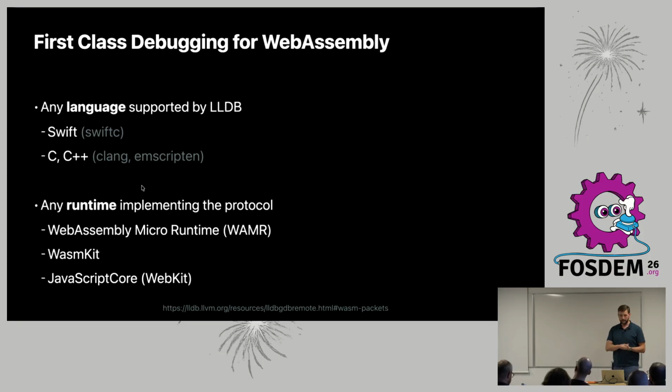So with all that, I'm happy to say that I think we delivered on our original goal, and LLDB now has first-class debugging support for WebAssembly. And not just for Swift, but for any language that is supported. We also succeeded in building a solution that's not tied to a particular runtime. We have already 3 runtimes today that support debugging with LLDB this way. So besides the Micro Runtime and WasmKit, there's also support in WebKit's JavaScriptCore engine. And so all these runtimes support the protocol extensions that I've discussed earlier. They are formally documented on the LLDB website, and I hope to see more debuggers and runtimes adopt them.